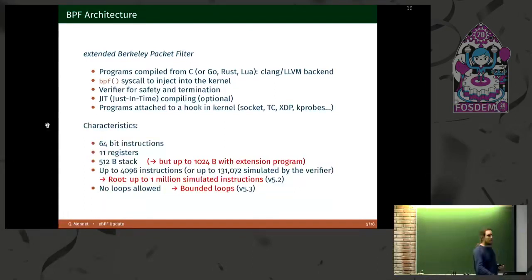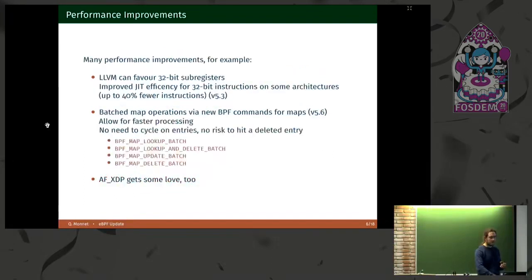So we have bounded loops too now, starting from kernel 5.3. They are bounded in the sense that you must still ensure that your loop will terminate. So basically the verifier needs to make sure that you won't be doing weird stuff that could introduce infinite loops in the kernel, but that's pretty useful for the most often use cases that need loops. So that's quite nice to have.